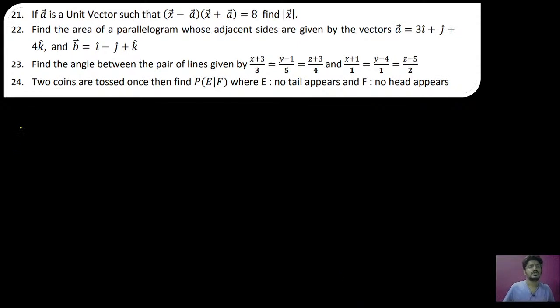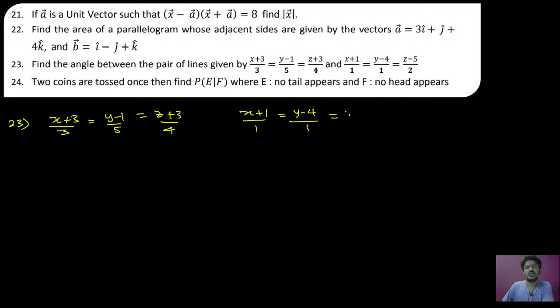Very good. Now we have to go for problem number 23. Angle between the pair of lines. Very good. Pair of lines are x plus 3 divided by 3 equal to y minus 1 divided by 5 equal to z plus 3 divided by 4, x plus 1 divided by 1, y minus 4 divided by 1 equal to z minus 5 divided by 1.